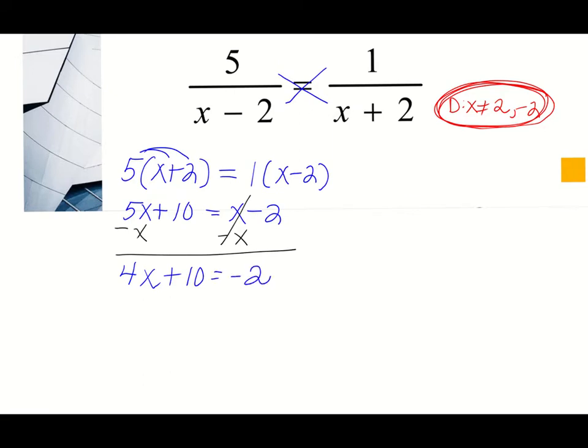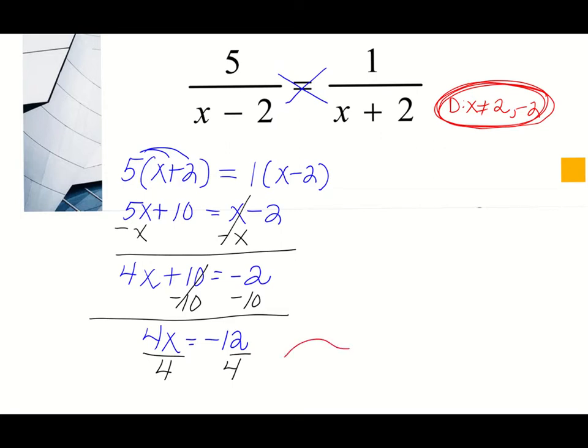But then I need to get the numbers on the other side, so I'm going to subtract 10. And then that's going to leave me with 4x equals negative 12, and then finish by dividing by 4. So I get my solution is x equals negative 3.